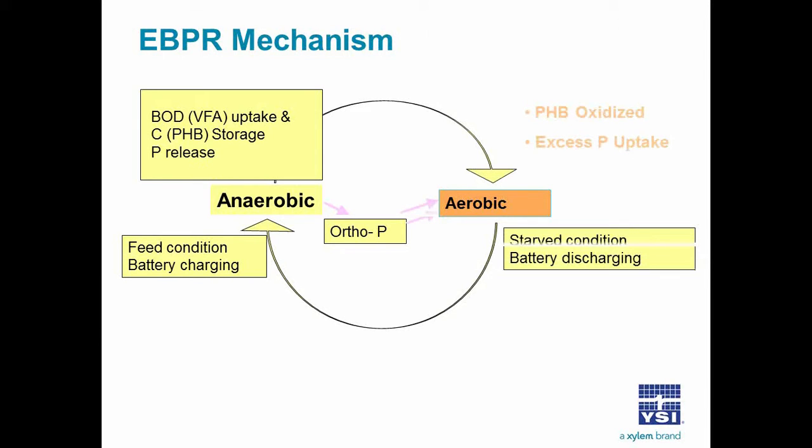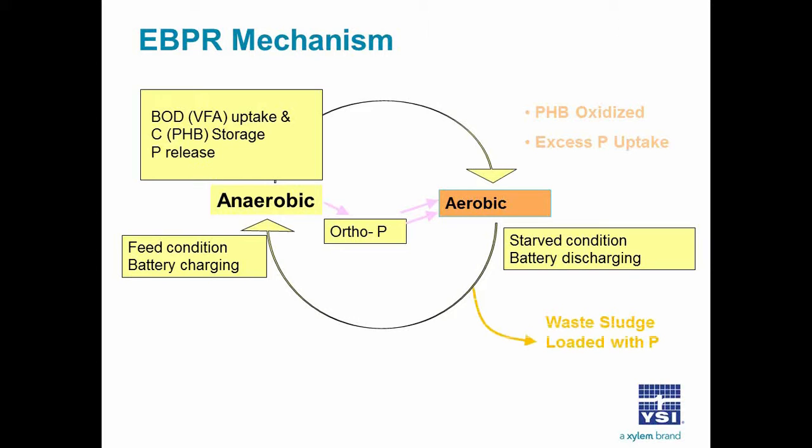Continuing with the battery analogy, the battery discharges, that is, the PHB is oxidized in the aerobic zone. And in the course of doing this, the bacteria retake up the ortho-P that they released and also take up excess ortho-P to prepare for bad conditions that they recently already observed. The P then is removed when sludge is wasted from the system.